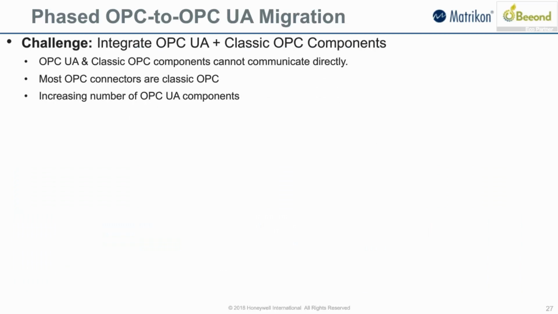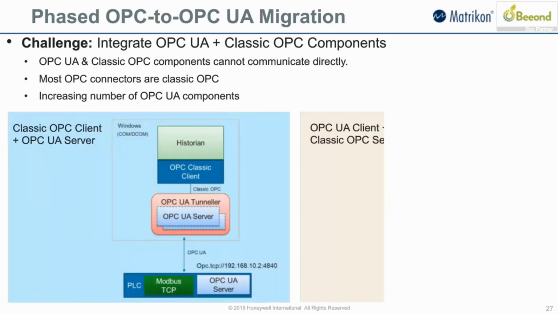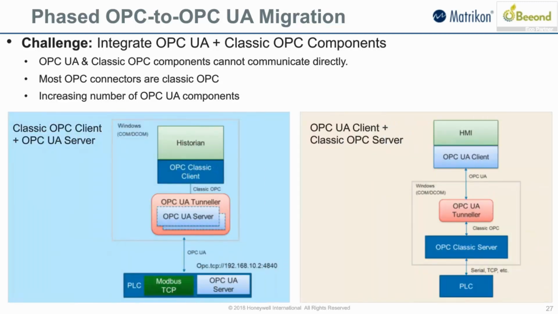So for the OPC UA migration, there are tools. Matrikon provides a tool called a tunneler, a server that can be used on the client and the server side. On the left side, you have a classic client that you want to connect to OPC UA servers. As you start introducing OPC UA servers in your plant, the tunneler enables you to continue to use your client. Here it's shown as a historian, could be a SCADA product that you want to connect up to this new OPC UA server that you now have, and the tunneler allows you to do that.